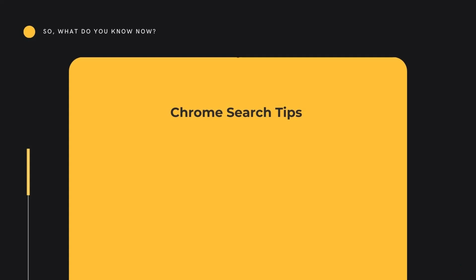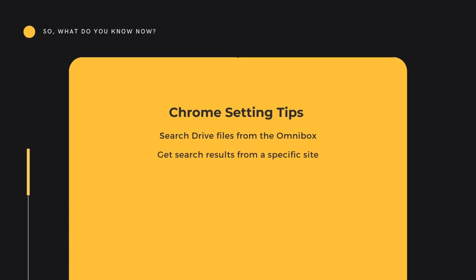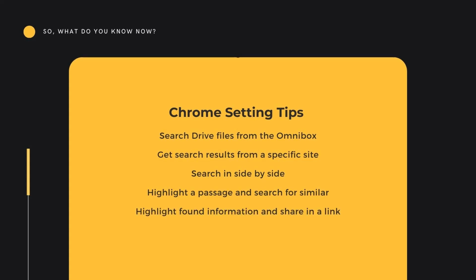So, a few tips this week, but now you're able to understand how to search Drive through the Omnibox, get search results from a specific site, review results with search in side-by-side, highlight a passage and quick search for keywords, and finally, share highlighted information in a link.